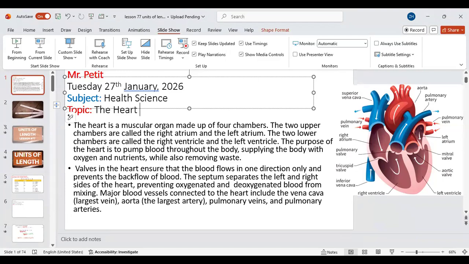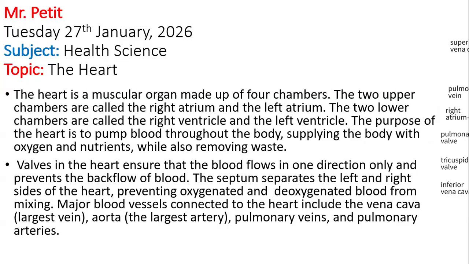Valves in the heart ensure that the blood flows in one direction only, and prevent the backflow of blood. The septum separates the left and right sides of the heart, preventing oxygenated and deoxygenated blood from mixing. Major blood vessels connected to the heart include the vena cava, the largest vein, the aorta, the largest artery, pulmonary veins, and pulmonary arteries. Very good.